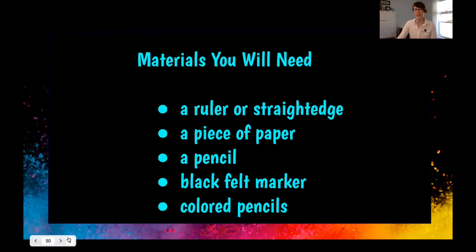Materials you will need, and these should all be in your packet except perhaps for that ruler or straight edge. By straight edge, we mean something that you can use to make a straight line. So you can use another piece of paper. Sometimes I use just a piece of cardboard, like at the back of a notebook, something to help you make a straight line. The piece of paper that was in your packet, a pencil, the black felt marker. These are those Papermate Flairs. They're my favorite black marker, and then the color pencils.